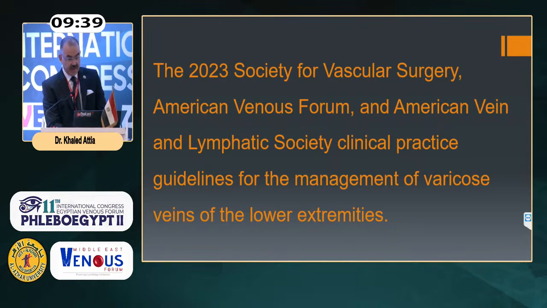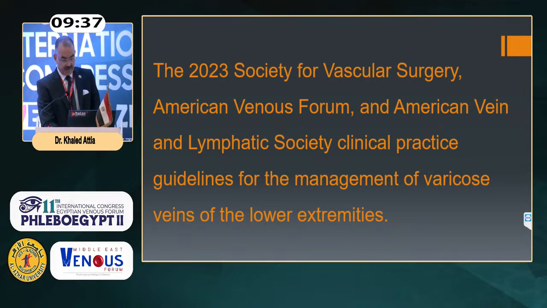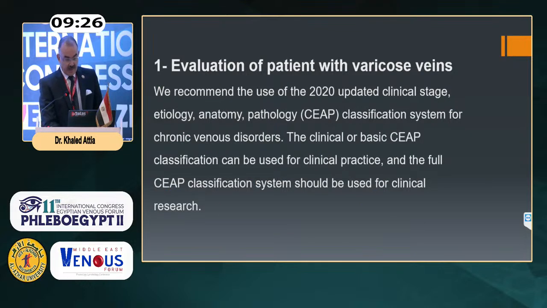These are the guidelines of the 2023 Society for Vascular Surgery, American Venous Forum, and the American Vein and Lymphatic Society Clinical Practice Guideline for Management of Varicose Veins of the Lower Extremities. Number 1, evaluation of the patient with varicose veins. We recommend the use of the 2020 update of the CEAP classification system (clinical, etiology, anatomy, pathophysiology) for chronic venous disorders. The basic CEAP classification can be used for clinical practice, and the full CEAP classification system should be used for clinical research.